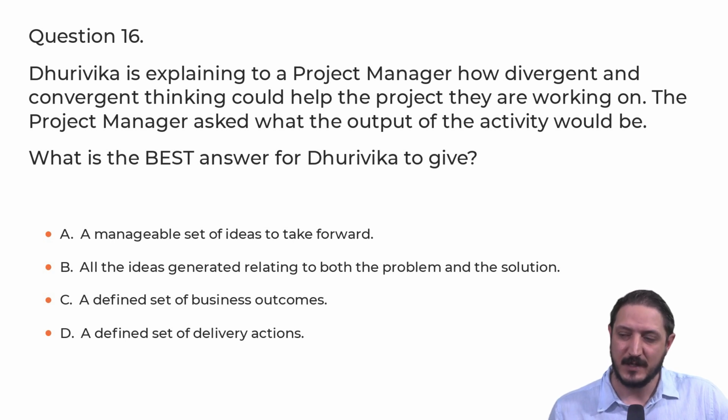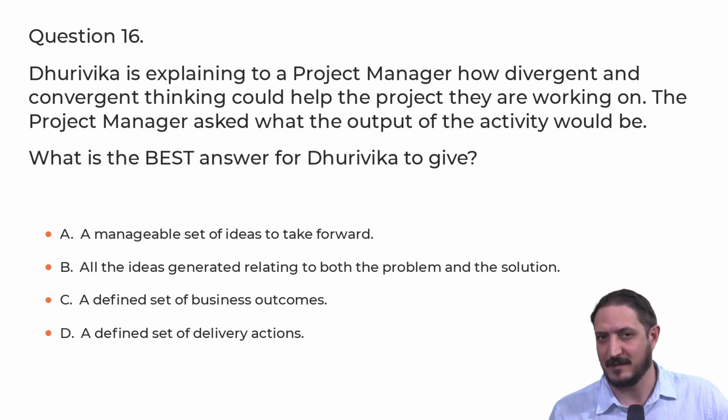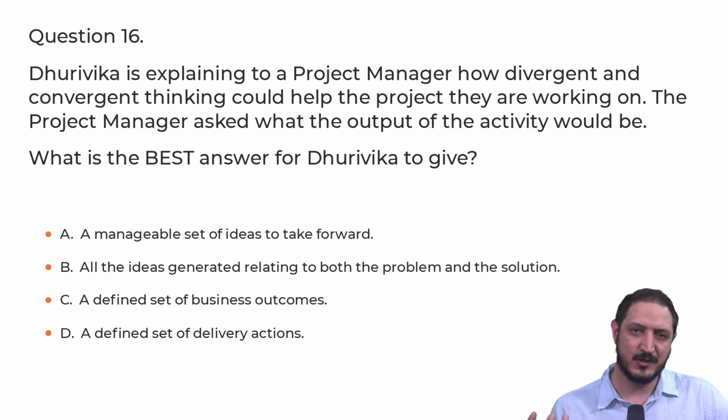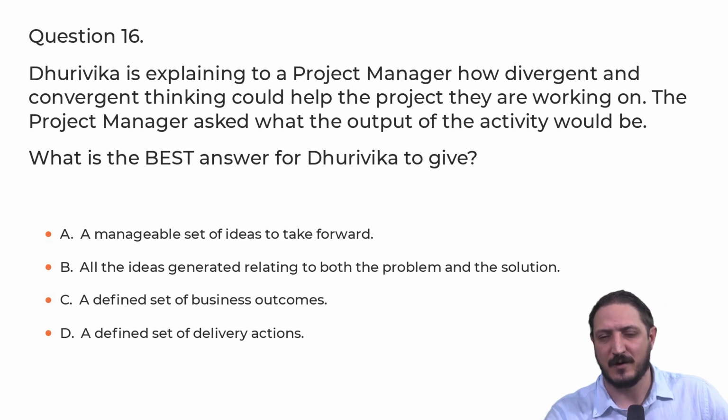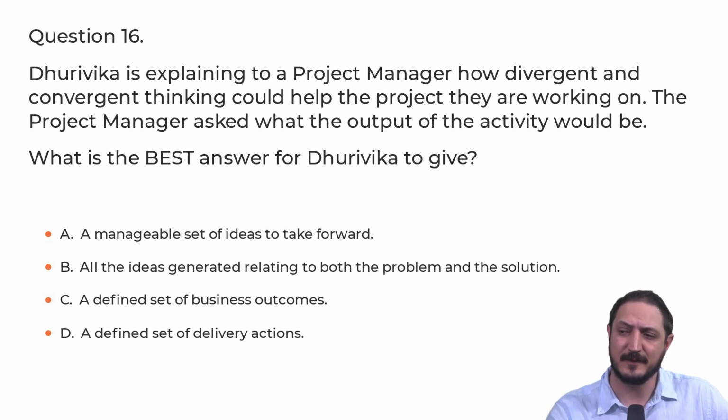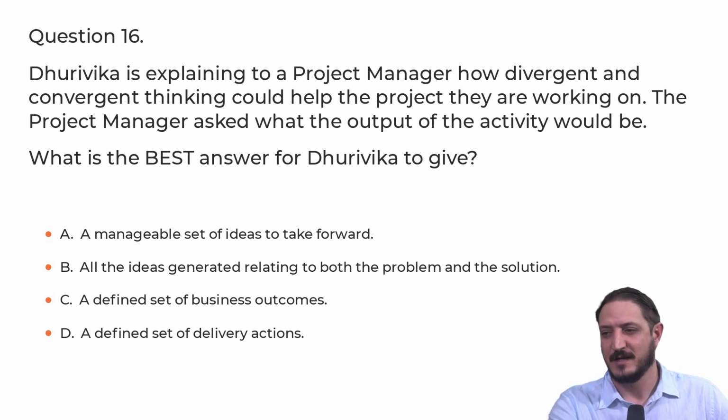So what we need to do is, from these 4 options here, select what the output of this activity would be. So we know that the output is going to be related to ideas. It's not going to be related to anything else. It's not any tangible output such as a product as part of a project or anything like that. The whole context is about generating ideas. So let's see if we can eliminate any here.